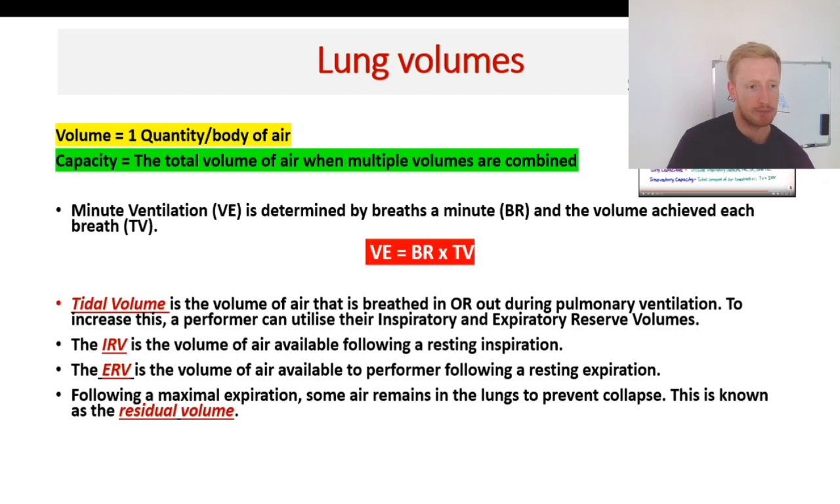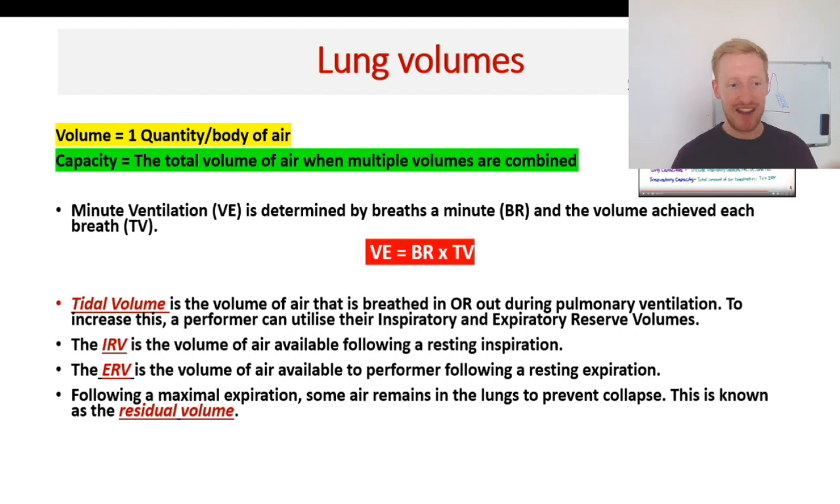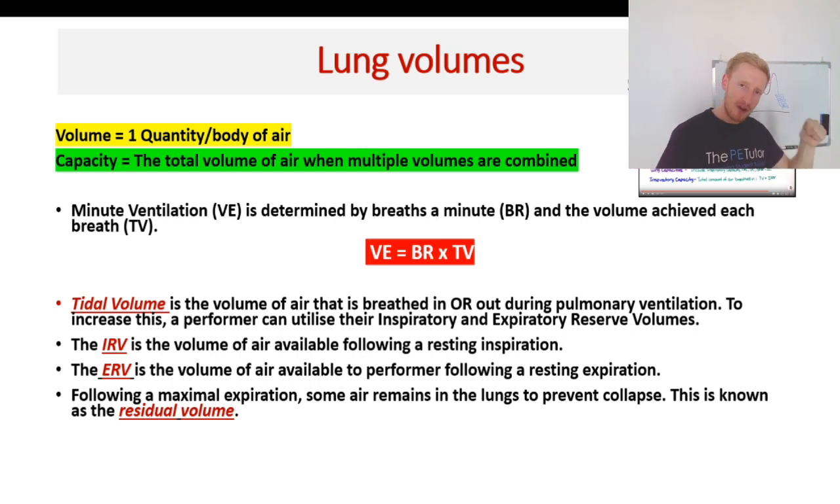So we've got tidal volume, the amount of air that we breathe in or out per breath. We've got the inspiratory reserve volume, which is the volume of air available to breathe in following normal tidal volume. And then we have ERV, expiratory reserve volume, the amount of air that we could exhale following normal breath out, to a point.